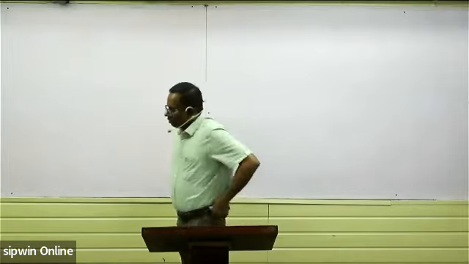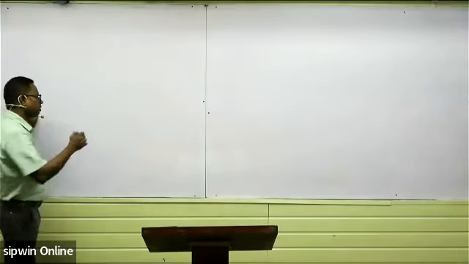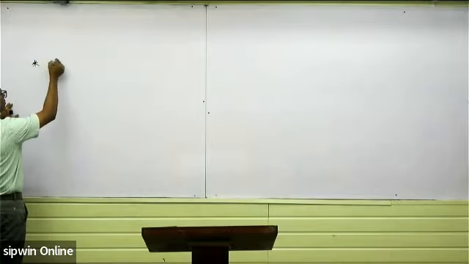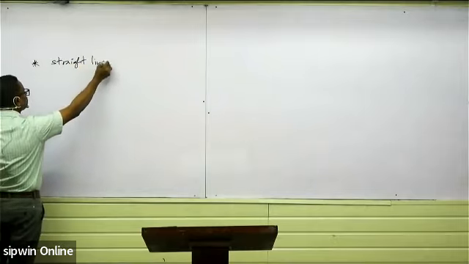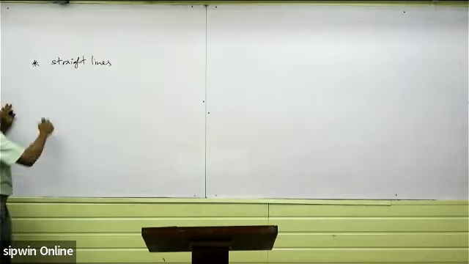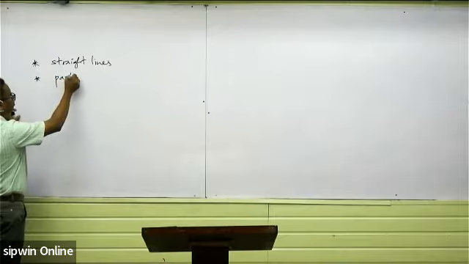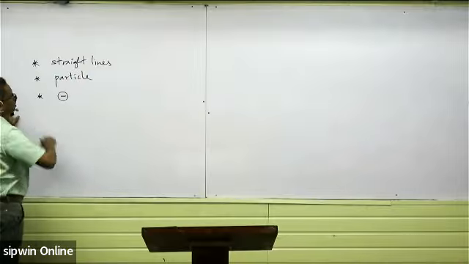Now listen here. After this, we learn the properties this way. One thing you learn, they move in straight lines. Second thing you learn, they have a particle character. Third thing you learn, they are negative particles. Like that.